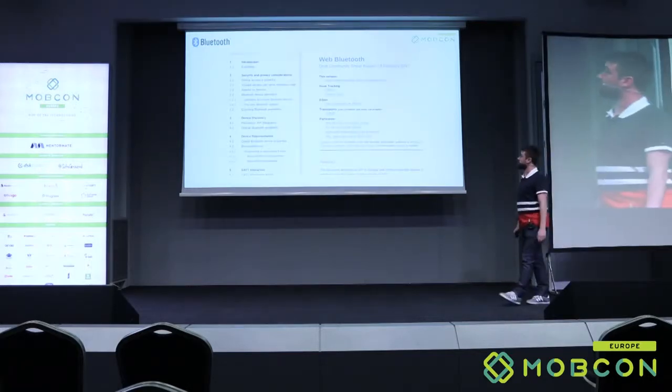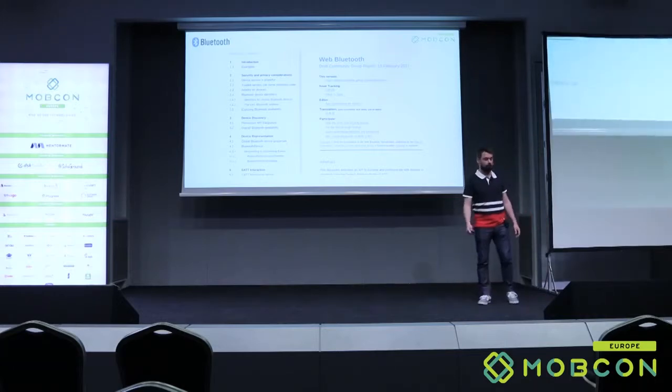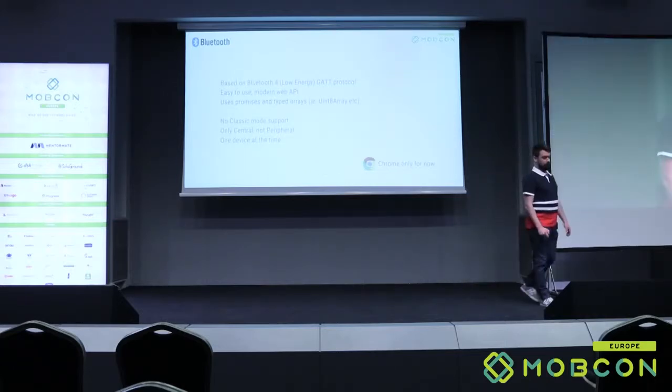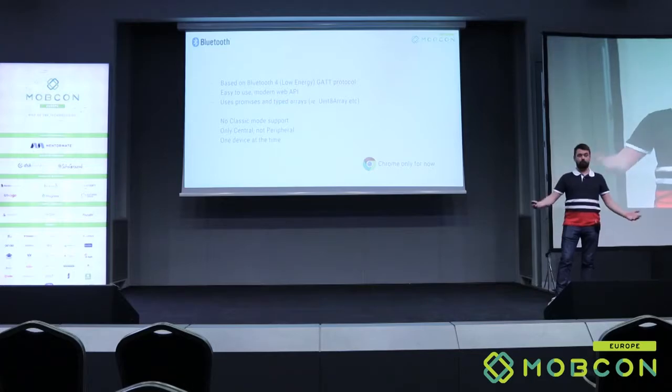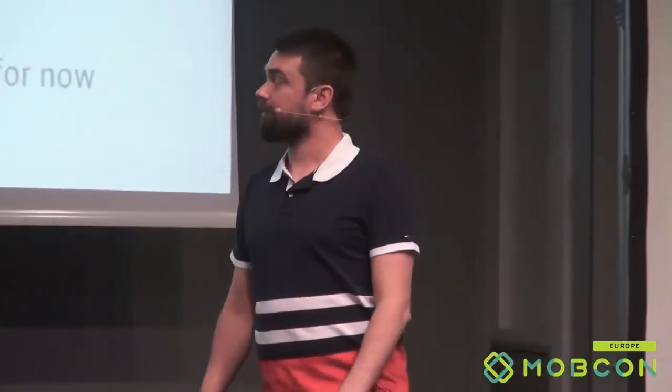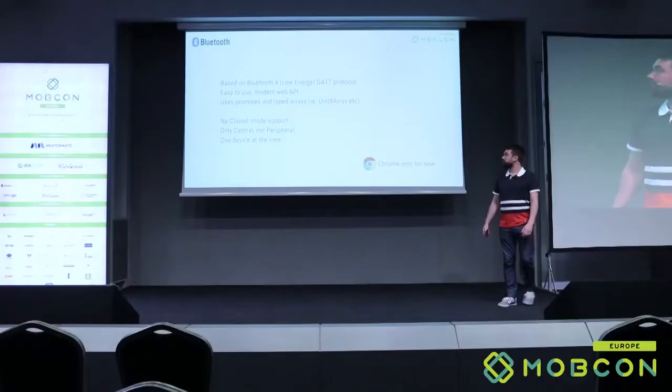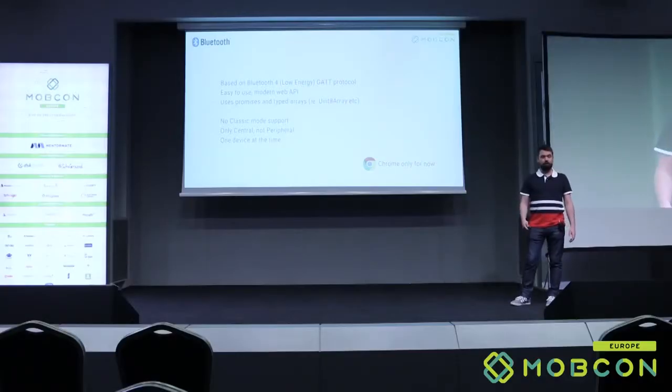And this is the specification for Web Bluetooth. It's a new thing. It's based on Bluetooth 4, so the future of Bluetooth. They just announced Bluetooth 5. It's based on the same thing. This is what people usually call low energy, or sometimes they call it Bluetooth Smart. The API, the application programming interface, is really modern, really easy to use. I'll show examples of that for people who know how to code in JavaScript. It's using something called promises and typed arrays.